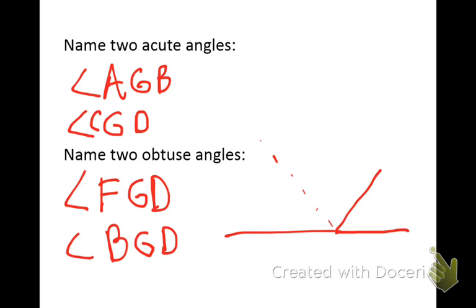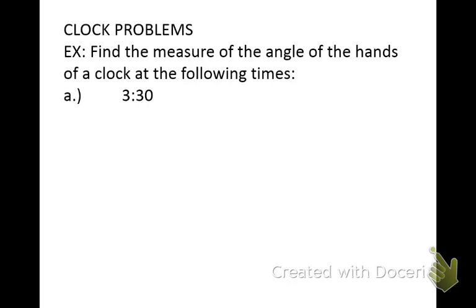All right, clock problems. To do a clock problem: find the measures of the hands of a clock at the following time, 3:30. So here's how you can think of a clock problem.